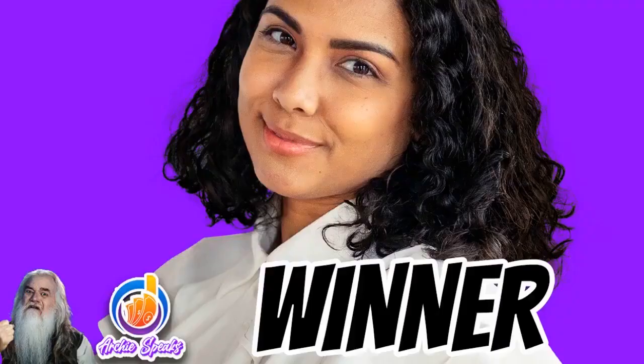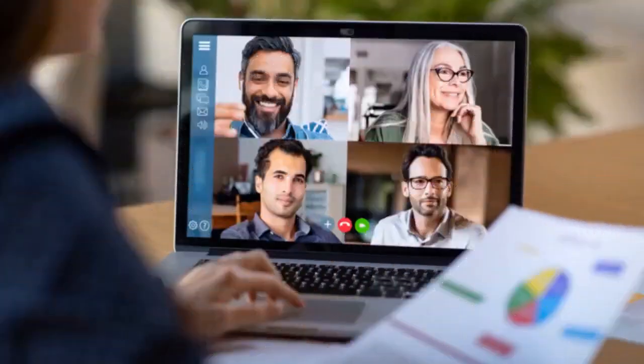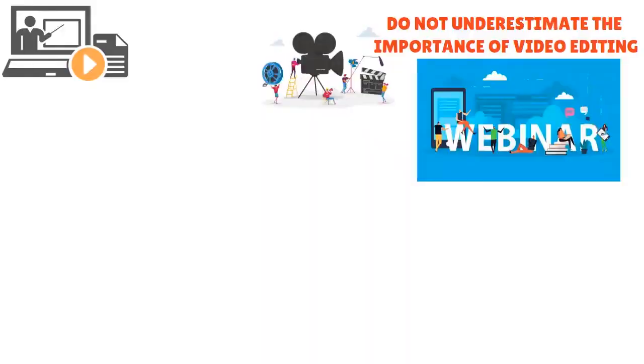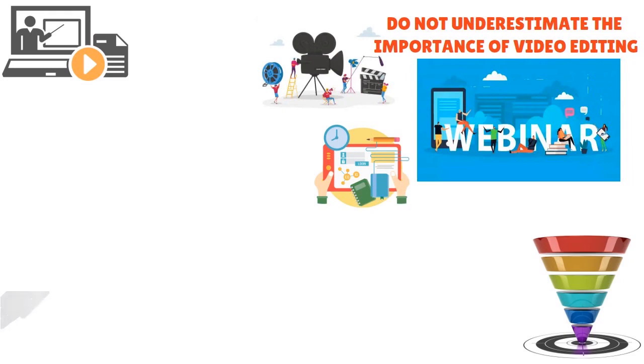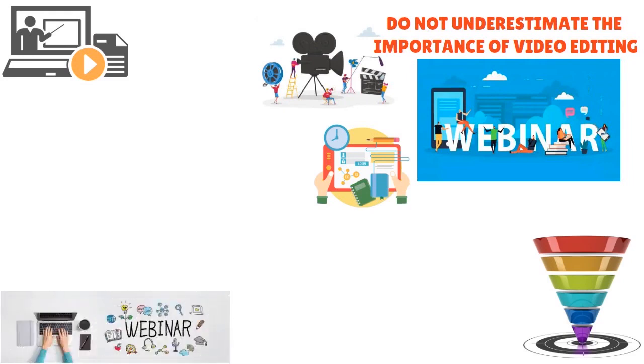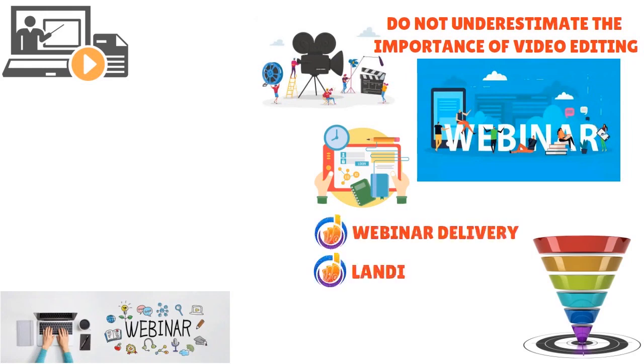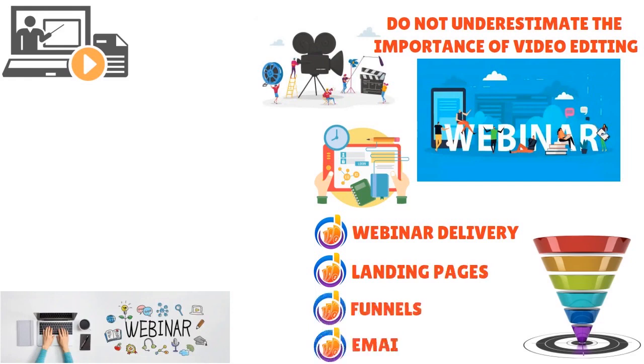Here is a winner strategy for you. When we talk about having an evergreen webinar, you've got to think about a few strategies, and a few tools will help you actually get there. Once you have recorded your webinar video, you need to set up your automated webinar funnel to drive signups, serve your content, and convert your viewers into customers, right? To do that, you'll need to use a webinar automation tool that manages the following: webinar delivery, landing pages, funnels, and email marketing.